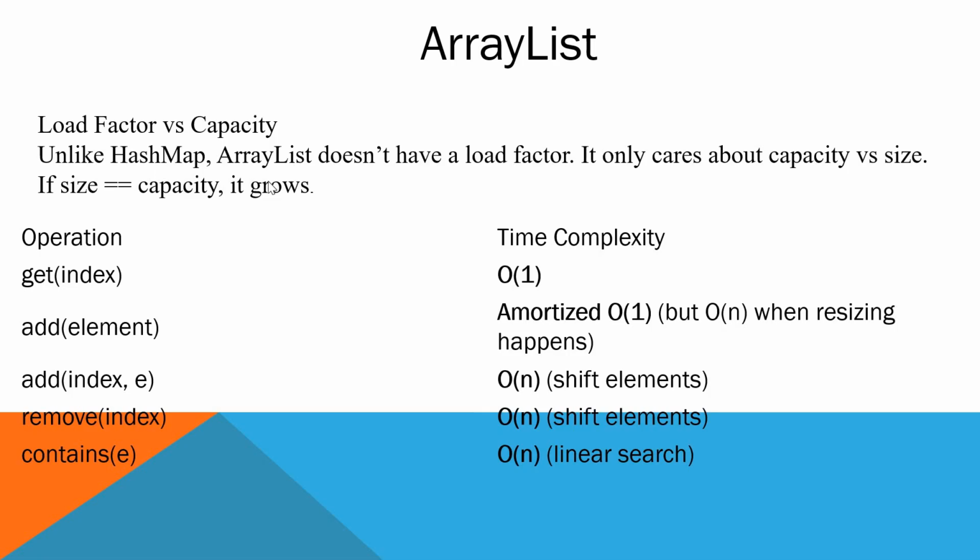So when does ArrayList grow? ArrayList doesn't have a load factor. It only cares about the capacity versus size. So when does it grow actually? It checks whether size is equal to capacity. The default capacity of ArrayList is 10 only. Size and capacity are different. Size means how many elements we have inserted in it.